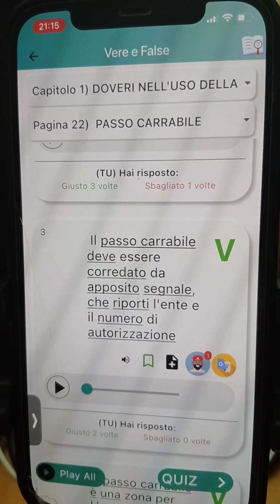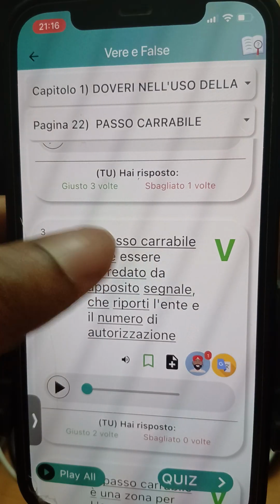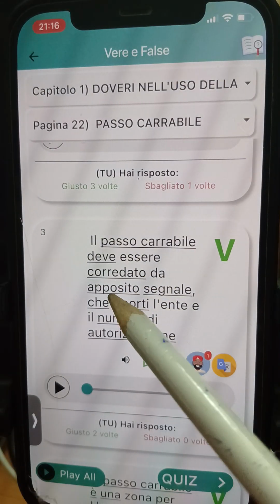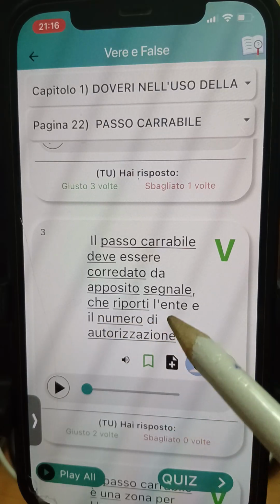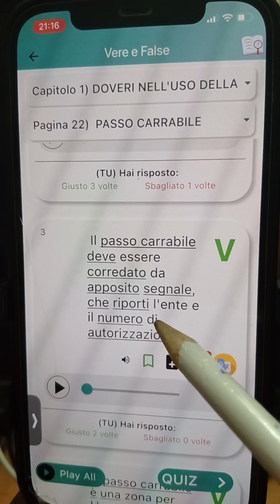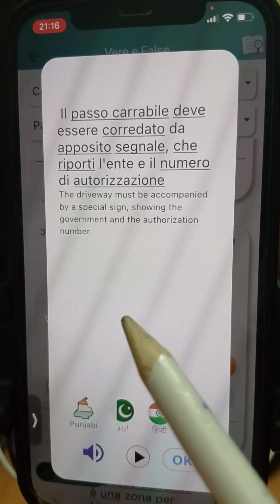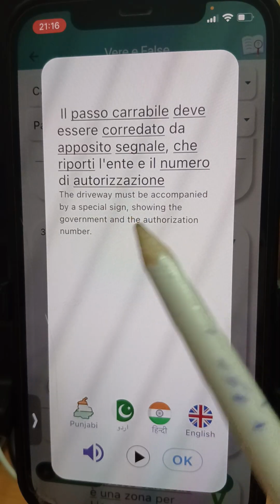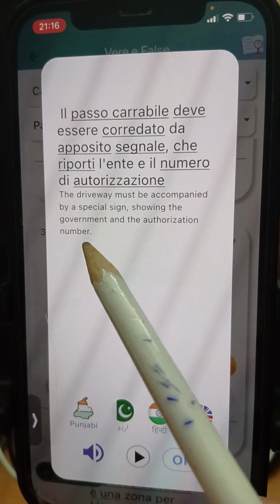Okay, it says passo carabile must be what? Deve means must. It must be accompanied with a special sign. Okay, that reports the entry number, that reports the person who authorized it, and the authorization number. Okay, it says the driveway must be accompanied by a special sign showing the government and the authorization number.